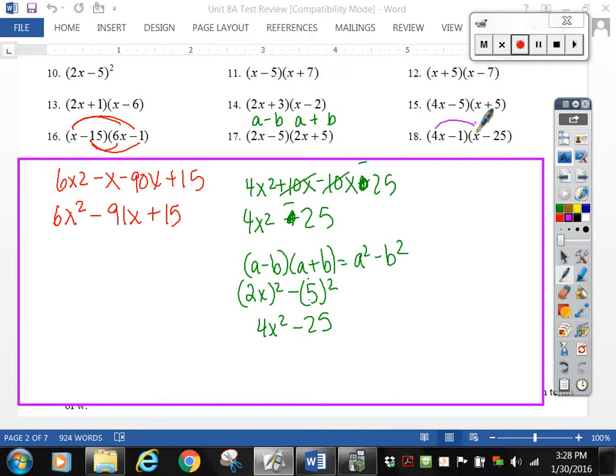Okay, right here I get 4x times x is 4x squared. 4x times minus 25 is minus 100x. Minus 1 times x is minus x, and minus 1 times minus 25 is plus 25. Combine my like terms, I get 4x squared minus 101x plus 25.